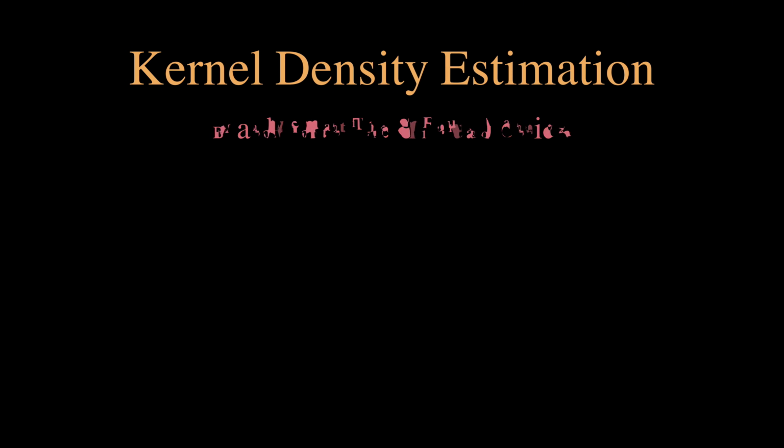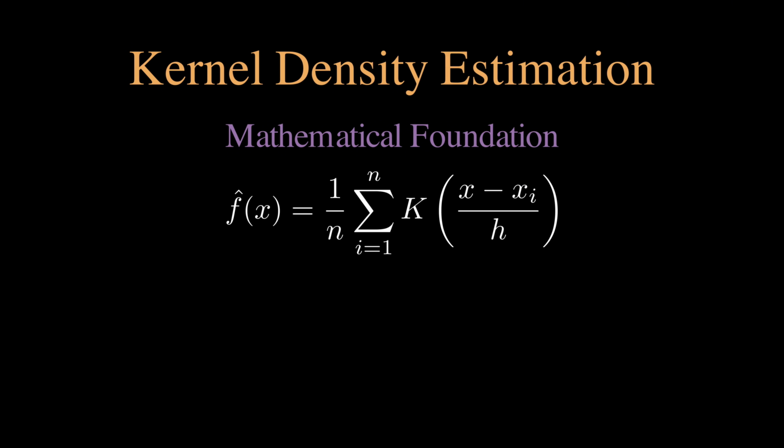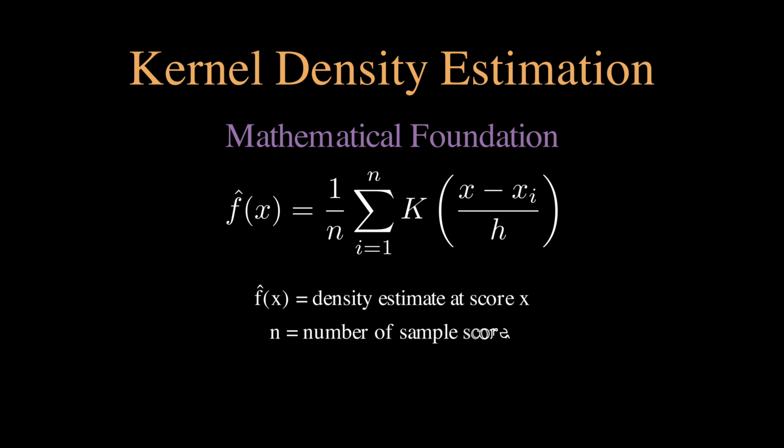Let's examine the mathematical foundation underlying all this intuition. The kernel density estimate, which we denote as f hat of x, follows the formula f hat of x equals 1 over n times the sum from i equals 1 to n of K of the quantity x minus x_i, all divided by h. Breaking this down systematically, f hat of x represents our estimated density at any score x we want to investigate, n is the number of data points in our sample, and K represents our kernel function, typically a Gaussian or normal distribution.